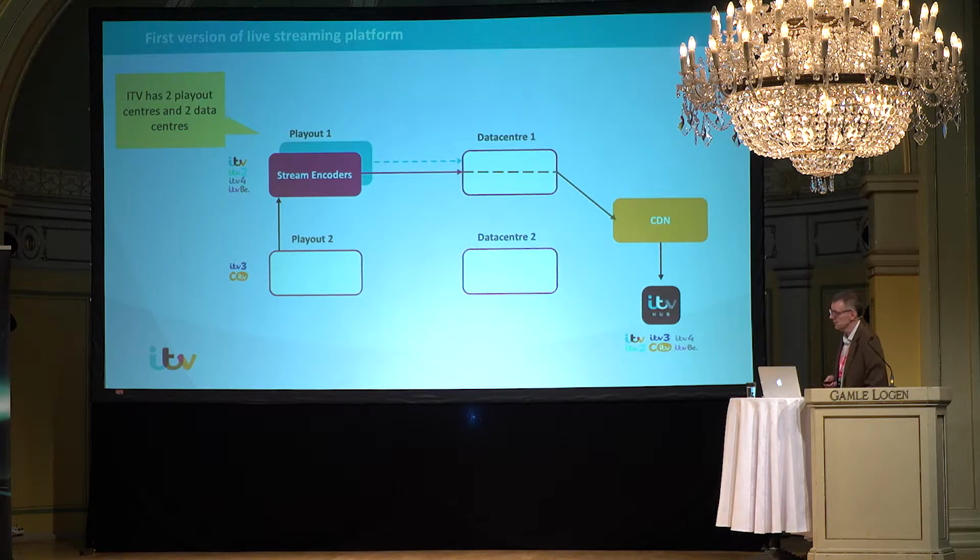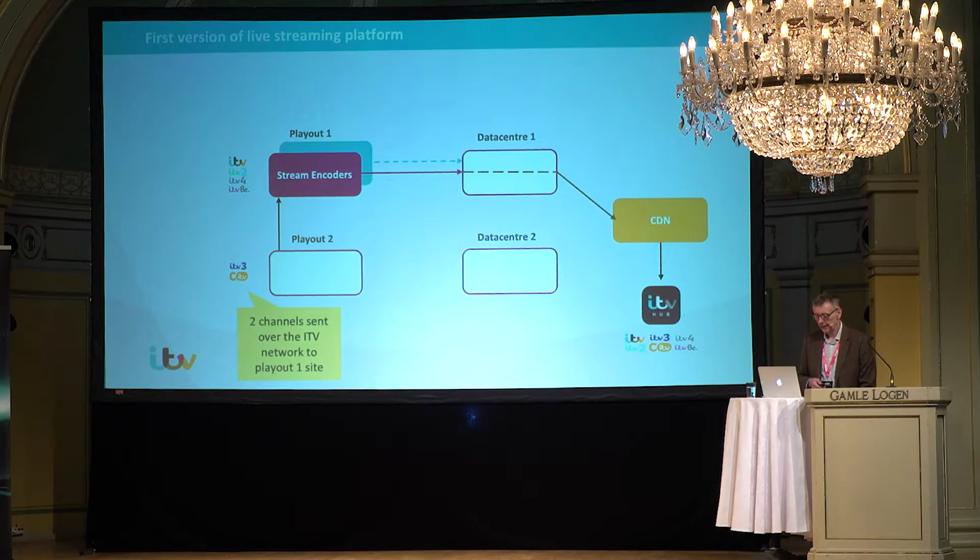So here it is. ITV's got 2 playout centers and 2 data centers, so it's all a distributed estate. We've got the 6 linear channels I mentioned, and they're spread over the 2 playout centers. So we've got 4 in the playout 1 site and 2 in the second playout site. At that point, we had to send the 2 channels from the other playout center over an ITV network into the main site. And you can see it's a single site that carries all the encoders. So if that site had failures, we'd lose all our streams, so not the best of options.